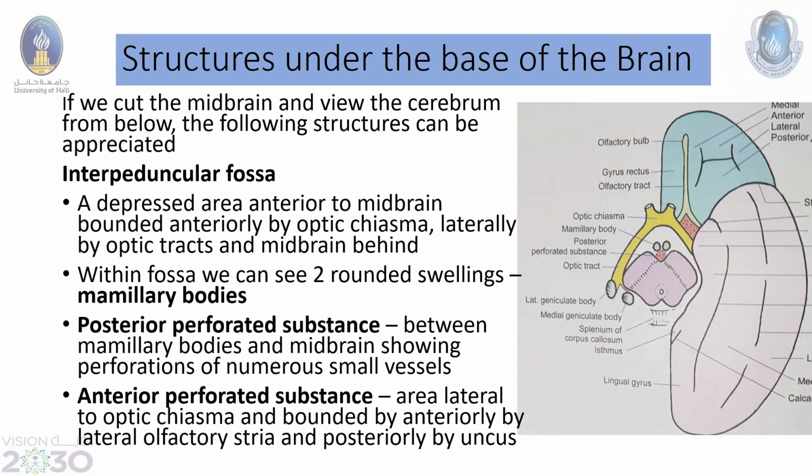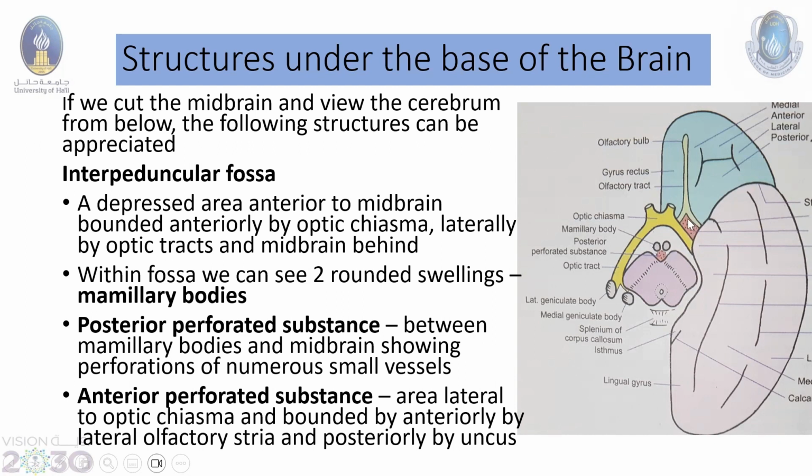When you study the blood supply, you see there is something called the circle of Willis, and from there a lot of perforating vessels arise, called the striate vessels. These are the blood vessels which supply the deep part, the white matter of the brain. They pierce through this area; multiple small vessels are perforating here. That's what is called the perforating substance, so this is the posterior perforating substance between the mammillary bodies and the midbrain.